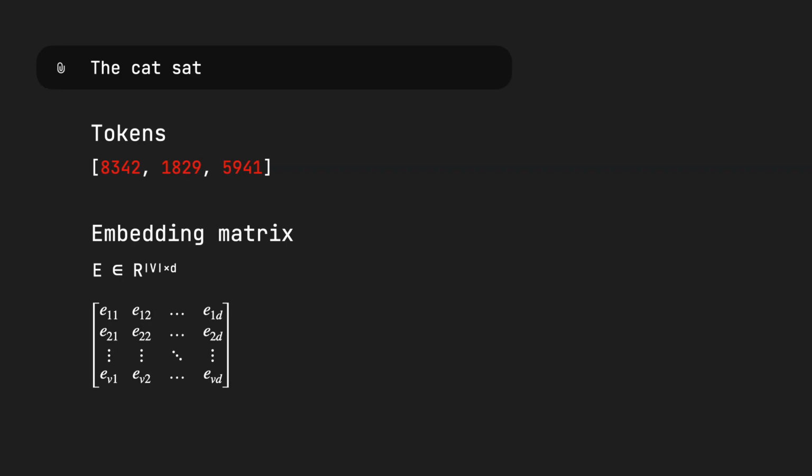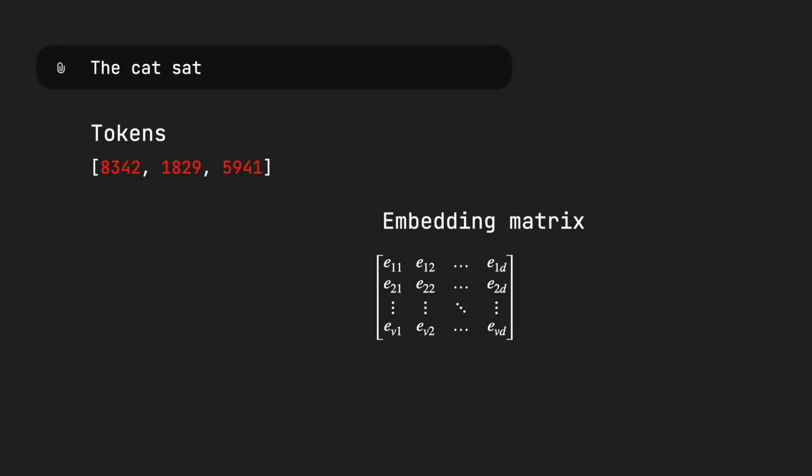So let's start with an example. Suppose I were to query an LLM, the cat sat. The first thing that happens is that this gets converted to a set of tokens. We're going to build an input sequence. The first step is to go into our embedding matrix and figure out which vector corresponds to each token. So we're going to do a lookup.